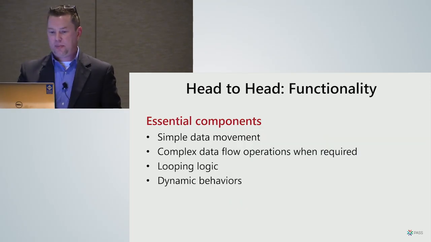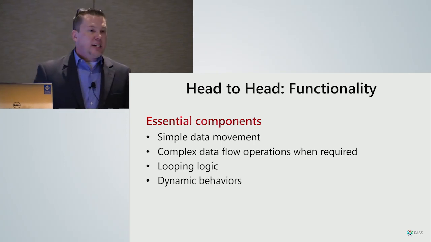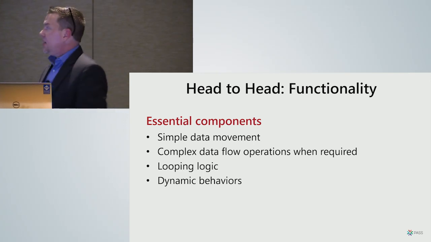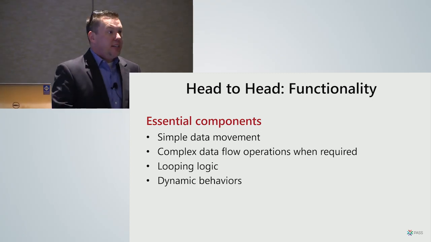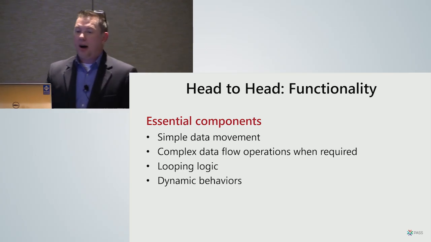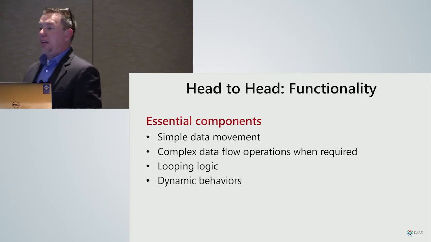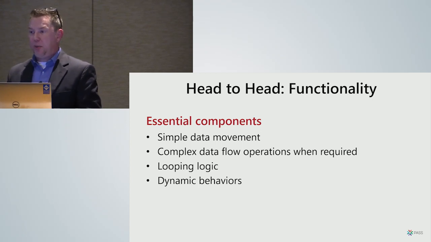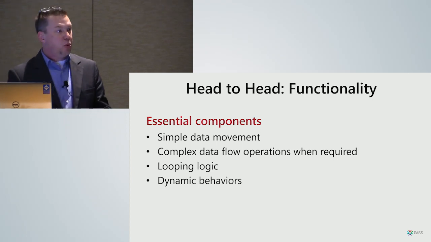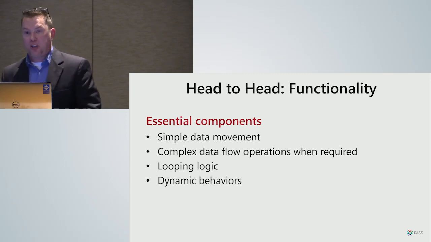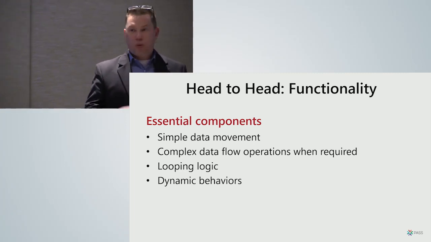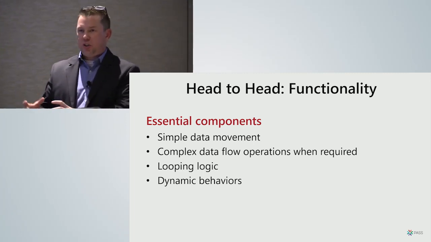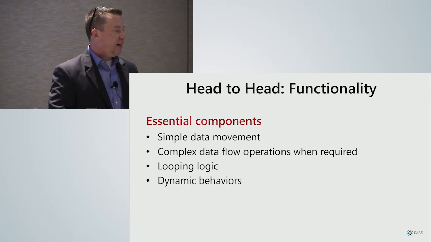So when I look at an ETL tool, SSIS or otherwise, I look for how simple it is to do simple data movement. A simple operation needs to be simple. So I don't want to have a lot of complexity simply to move a file from here to there. Allow me to do complex operations with only the required amount of complexity, but no more. I want to look for looping logic. So very often you're going to pull out data from a series of flat files and load them in, or the reverse, where you're taking data from a relational data store and writing it into a series of flat files.